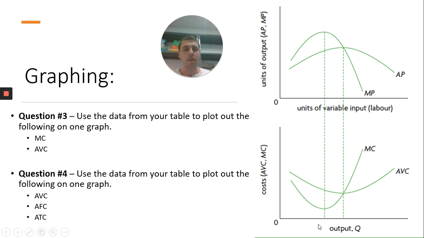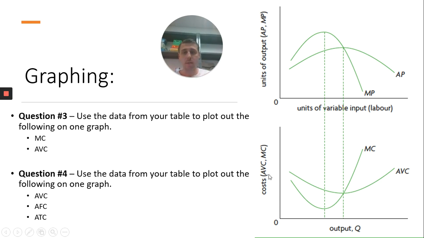And we're going to have output on the bottom for this one, and we are going to have costs on the left. So that will be the difference between this graph and the production graph. You'll notice on the production graph, I have one up here, we have variable input on the bottom, so labor, units of variable input is what we've been covering. But here, we are actually looking at output. So what are we producing? What are we actually making based on cost? So production, we have variable input and output. Here we have output and costs.